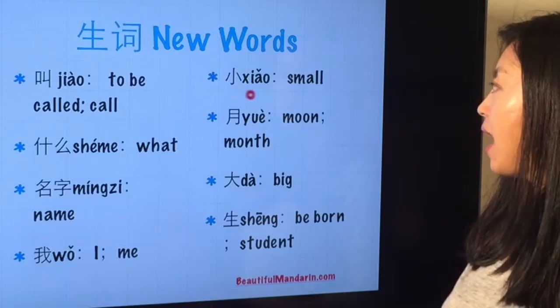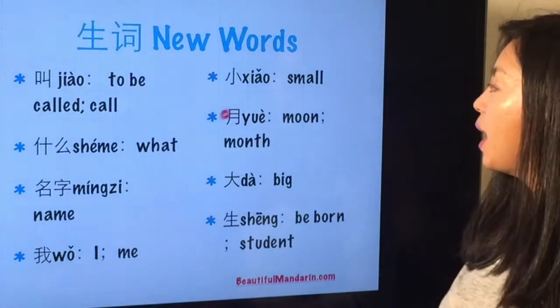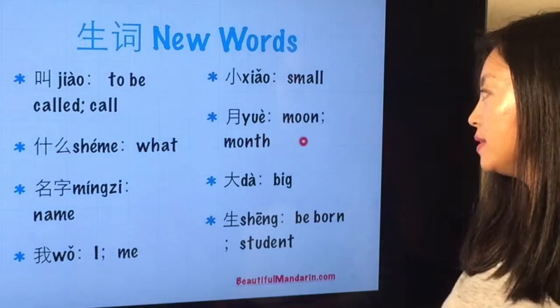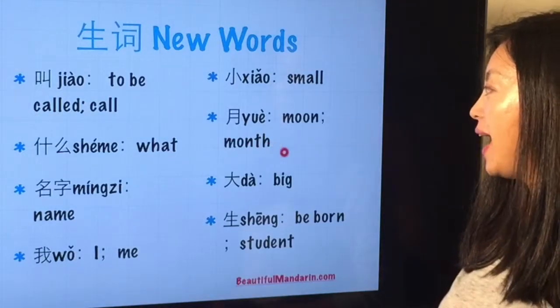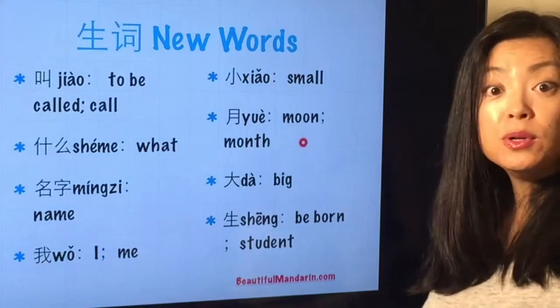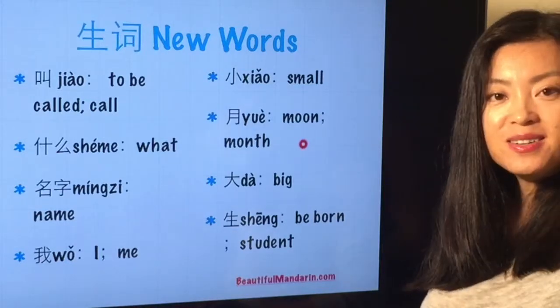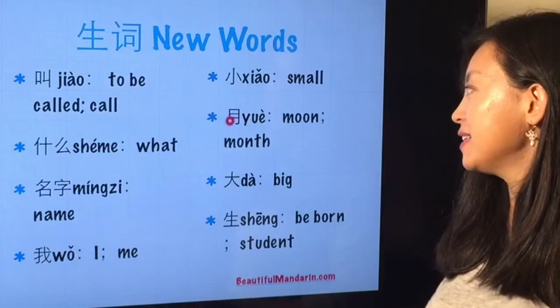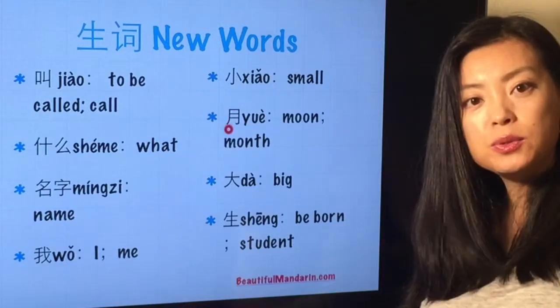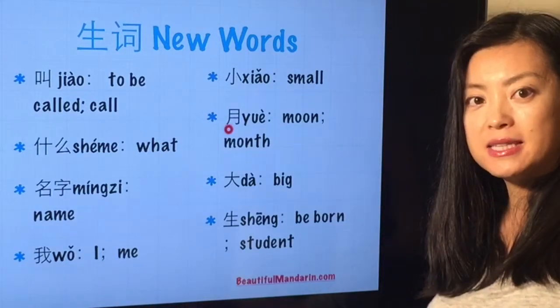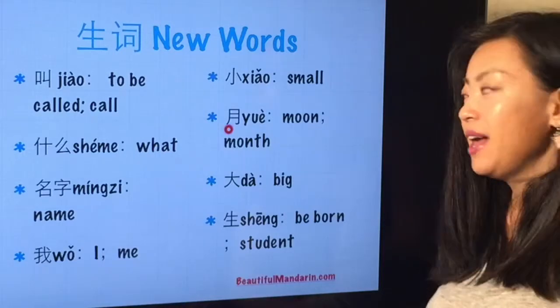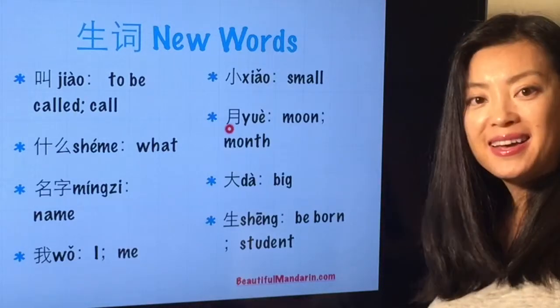小 means small. 月 means moon. So in China, because we think the moon is beautiful, 月 is beautiful. So many girls' names have the 月 character. And if you want to give this name in a cute way, you can say 小月, 小月.